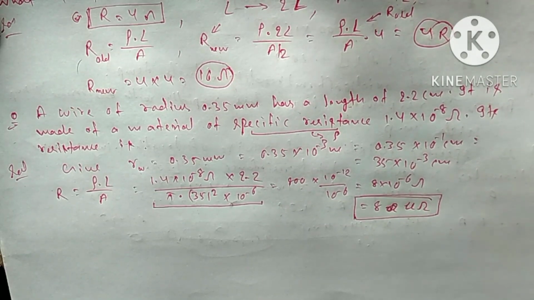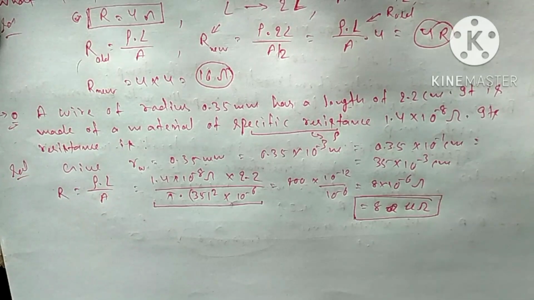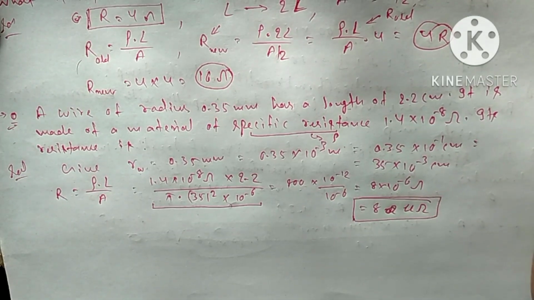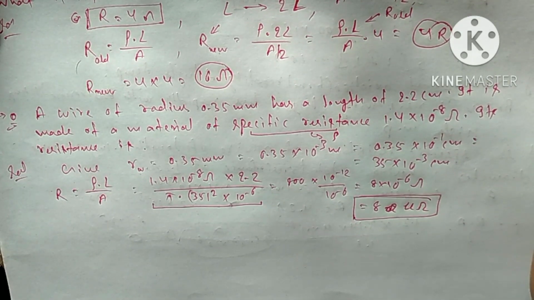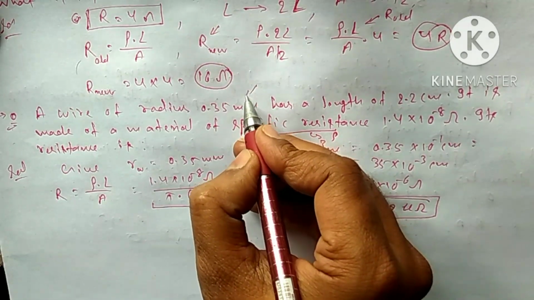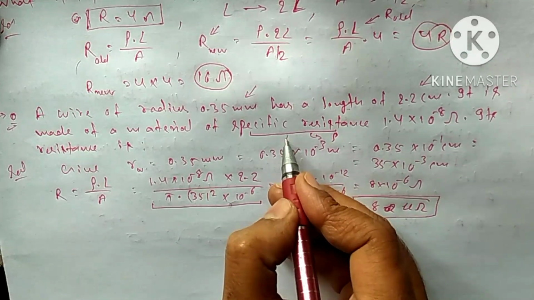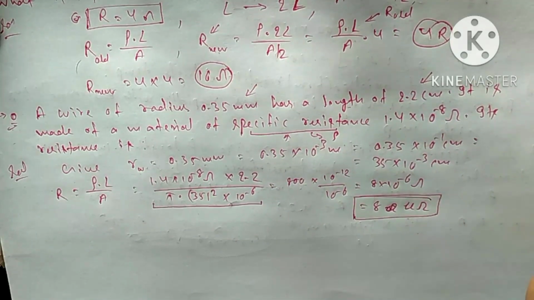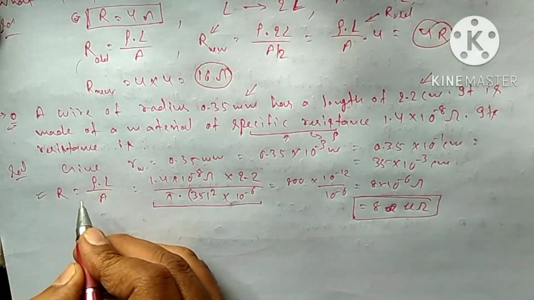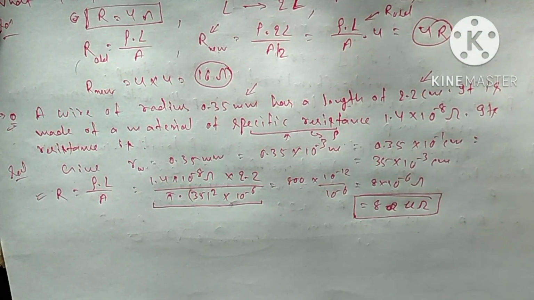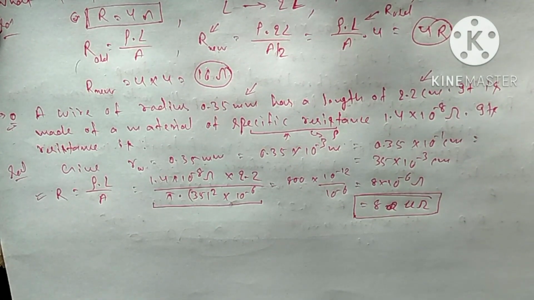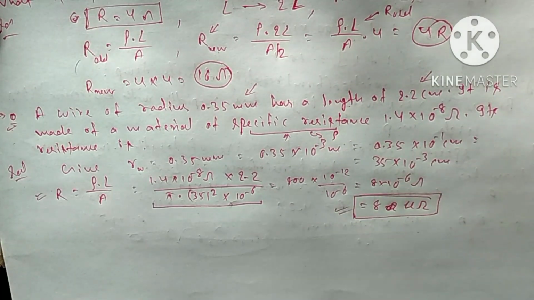Okay, I hope this question is also not very complex, it's simple, because here the radius is given, the length of the wire is given, and the resistivity is also given. So by simply using the formula we can easily find the resistance. Okay, let's move on to the next question.